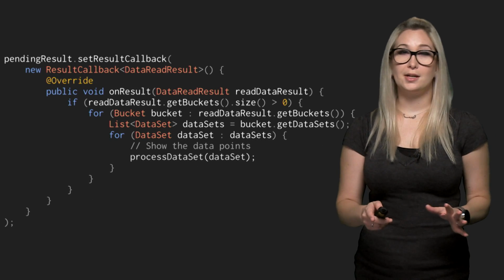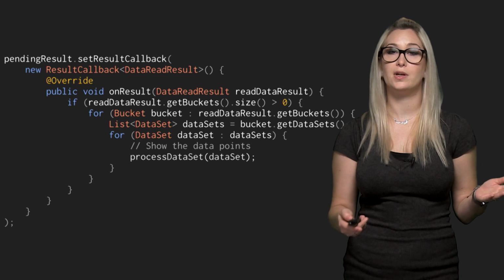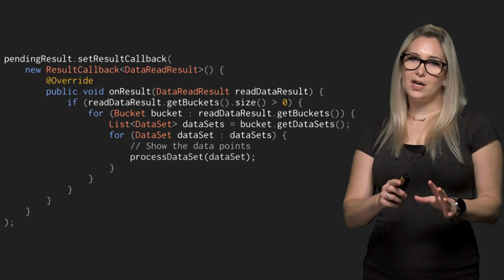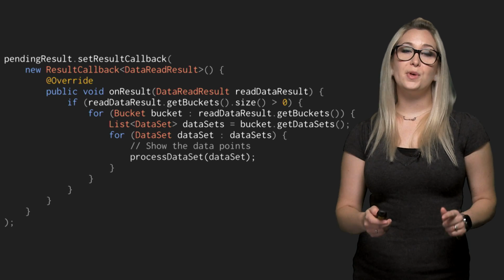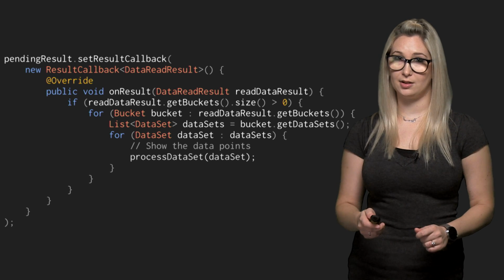In a lot of cases, like subscribing to a sensor or adding a listener, the result comes back instantly, so we can wait for the result synchronously. That's not the case here. Fit might need network communication to grab results from the cloud data store. So we set a result callback, and we wait for the results to be delivered asynchronously.